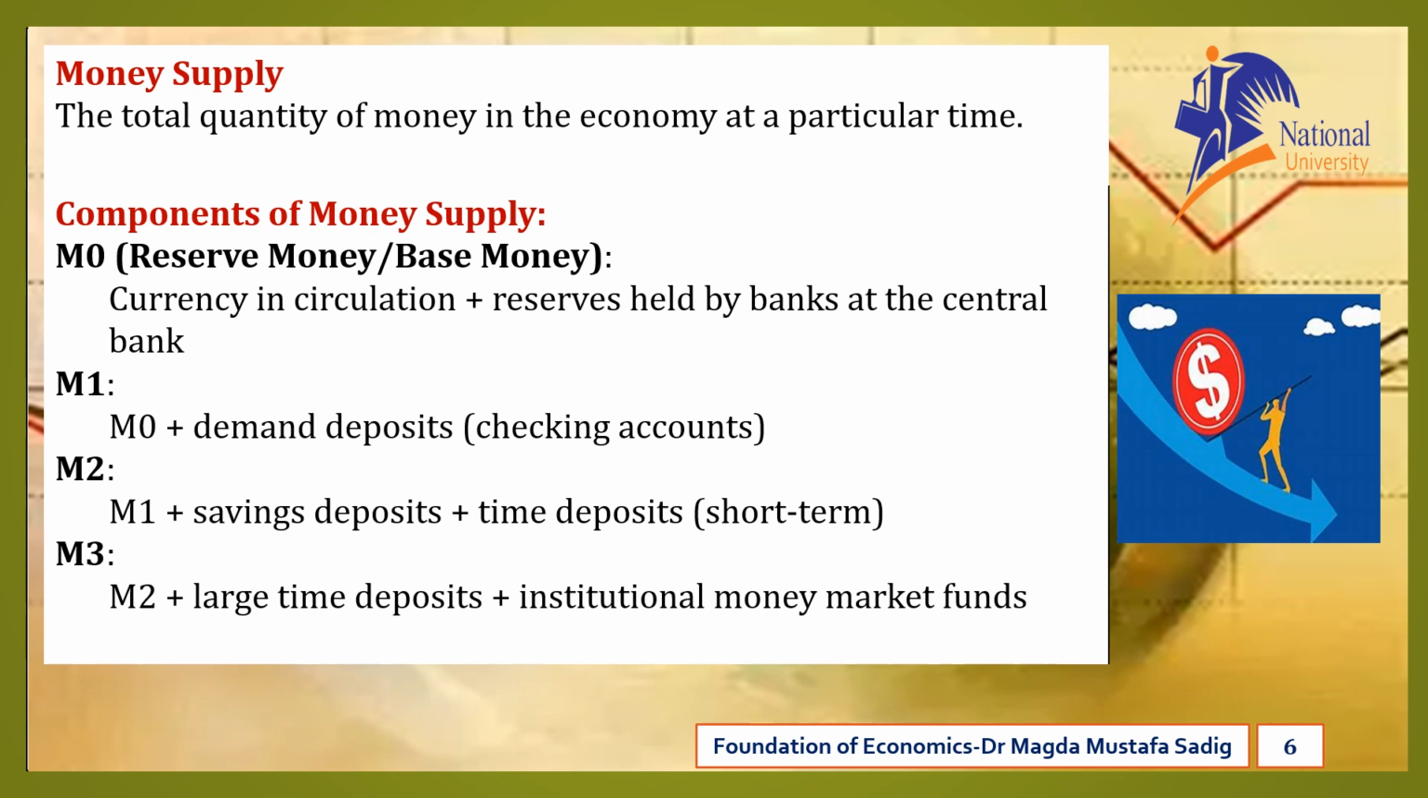M3, extended broad money. M3 goes even further and includes everything in M2 plus large time deposits and institutional money market funds. M3 is used more for analyzing long-term investment behavior and large financial institutions. So it measures in stages M0, M1, M2, and M3, and each level gives economists a clearer picture of how money moves through the system.